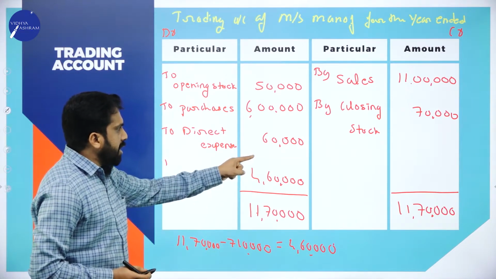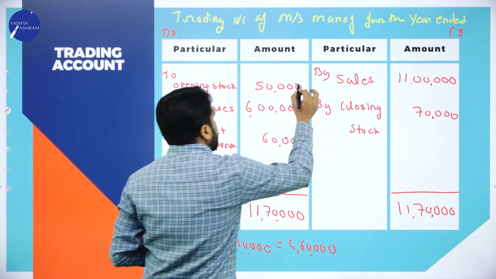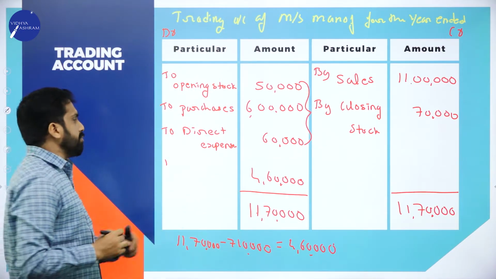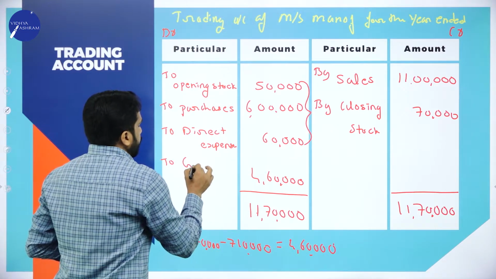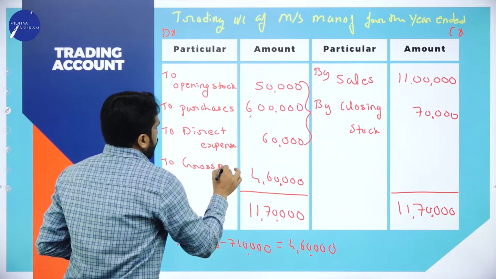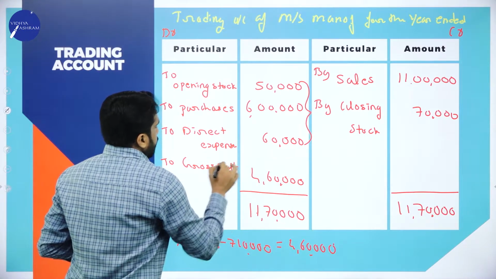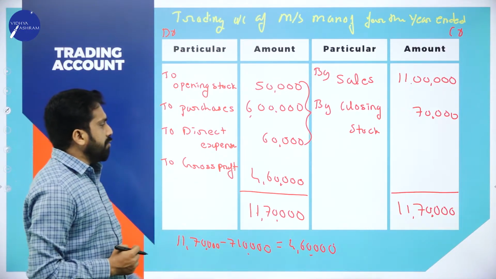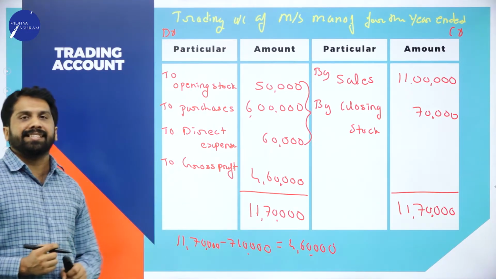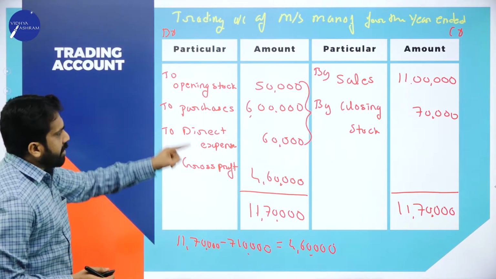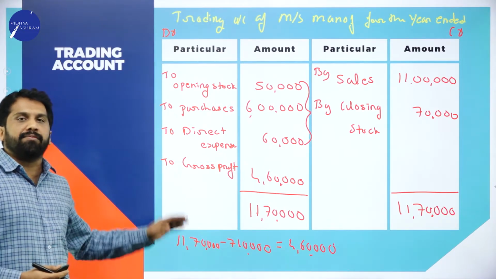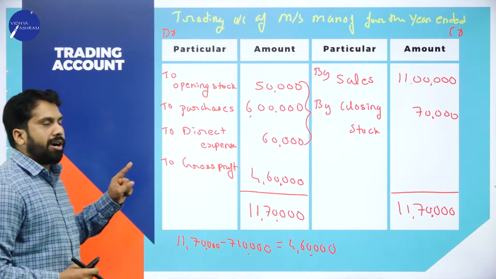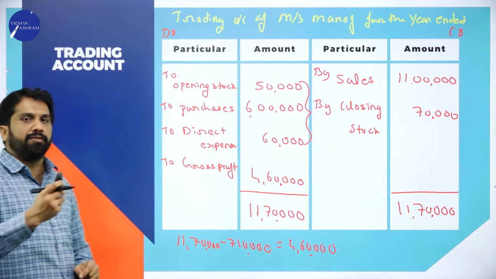From the total we have deducted up to this. So what do we call this? Yes, we call it gross profit. We can call it gross profit carried down or gross profit. How much did you get? 4 lakh 60,000. So this is your trading account. We completed your trading account. We'll move to the next topic. Any doubt in this? No. We'll go for the next.